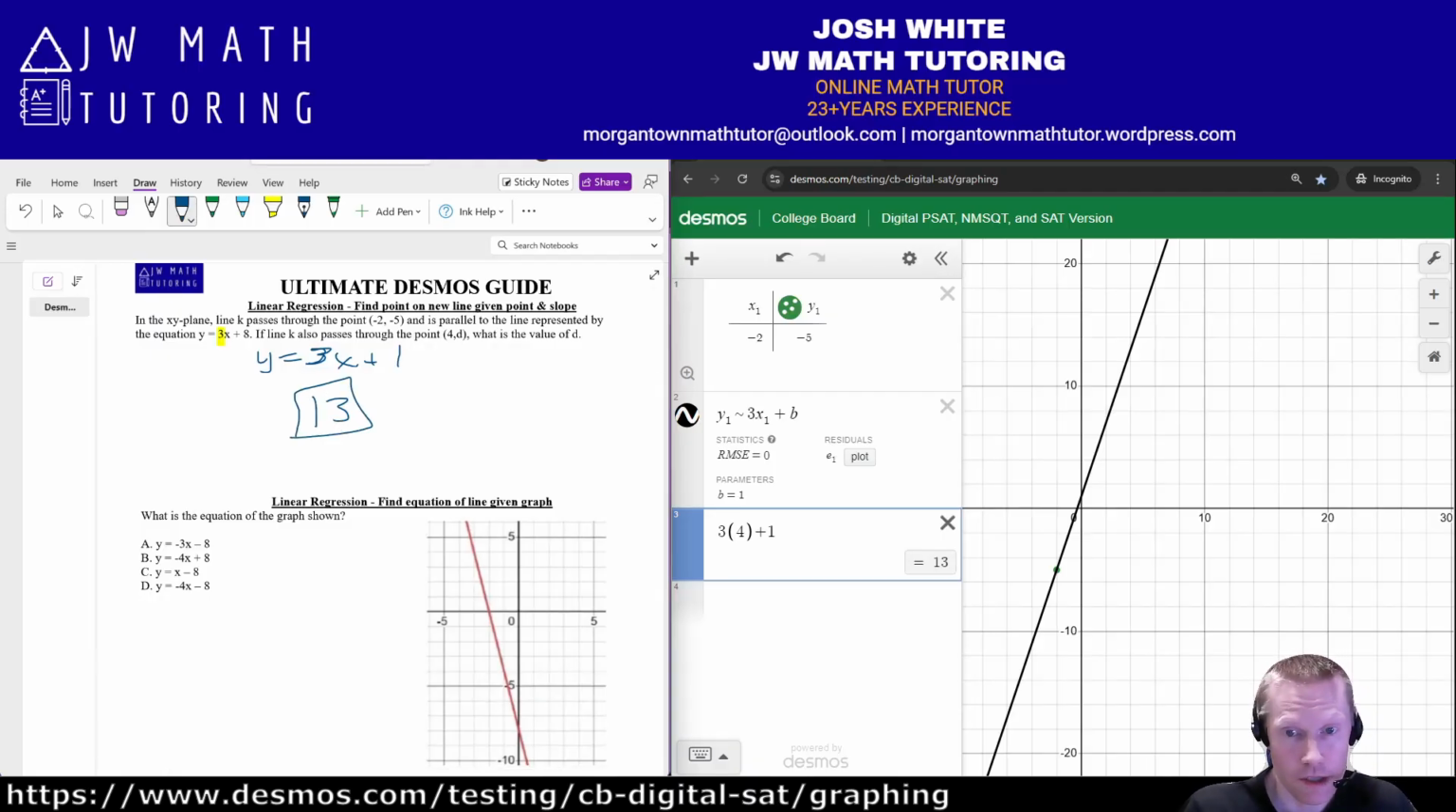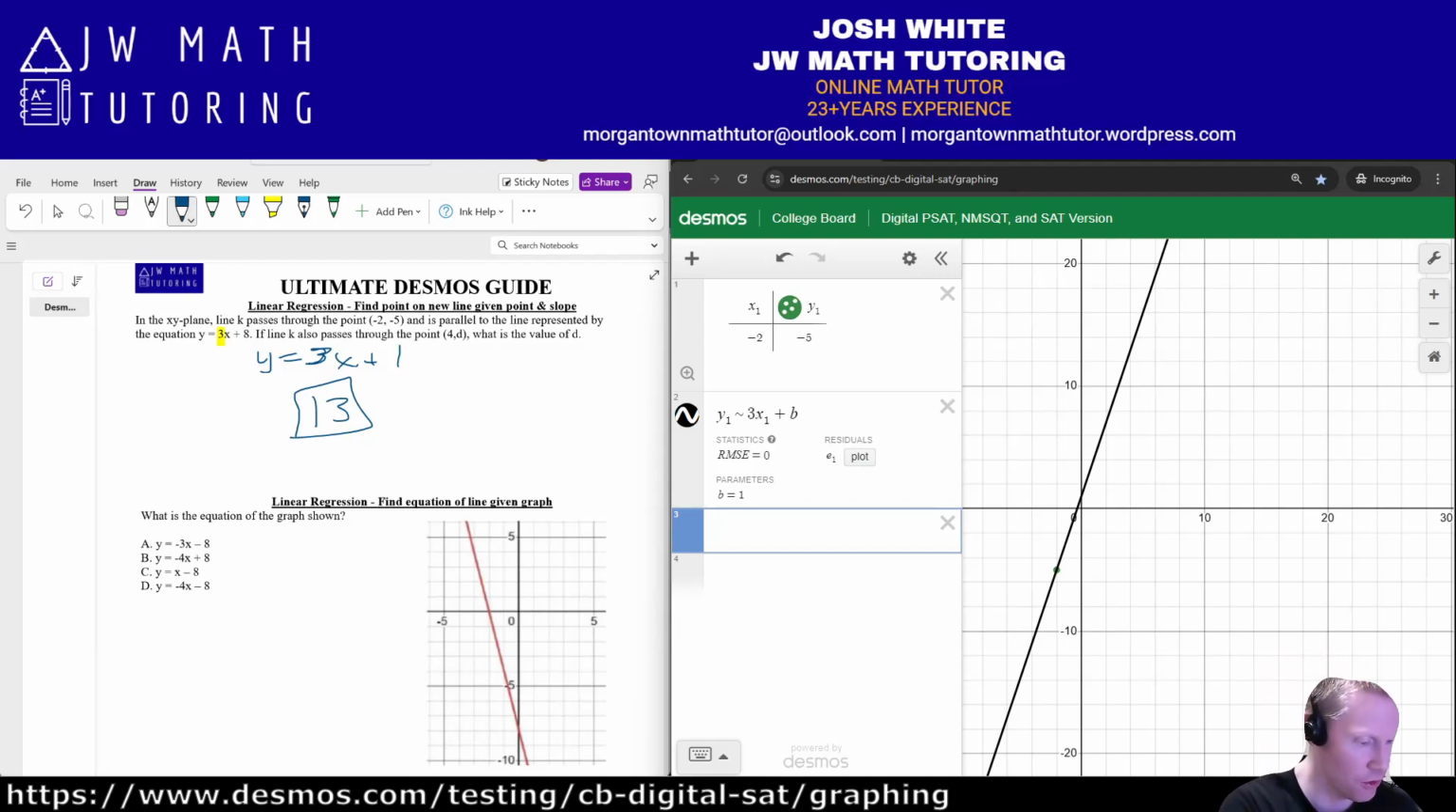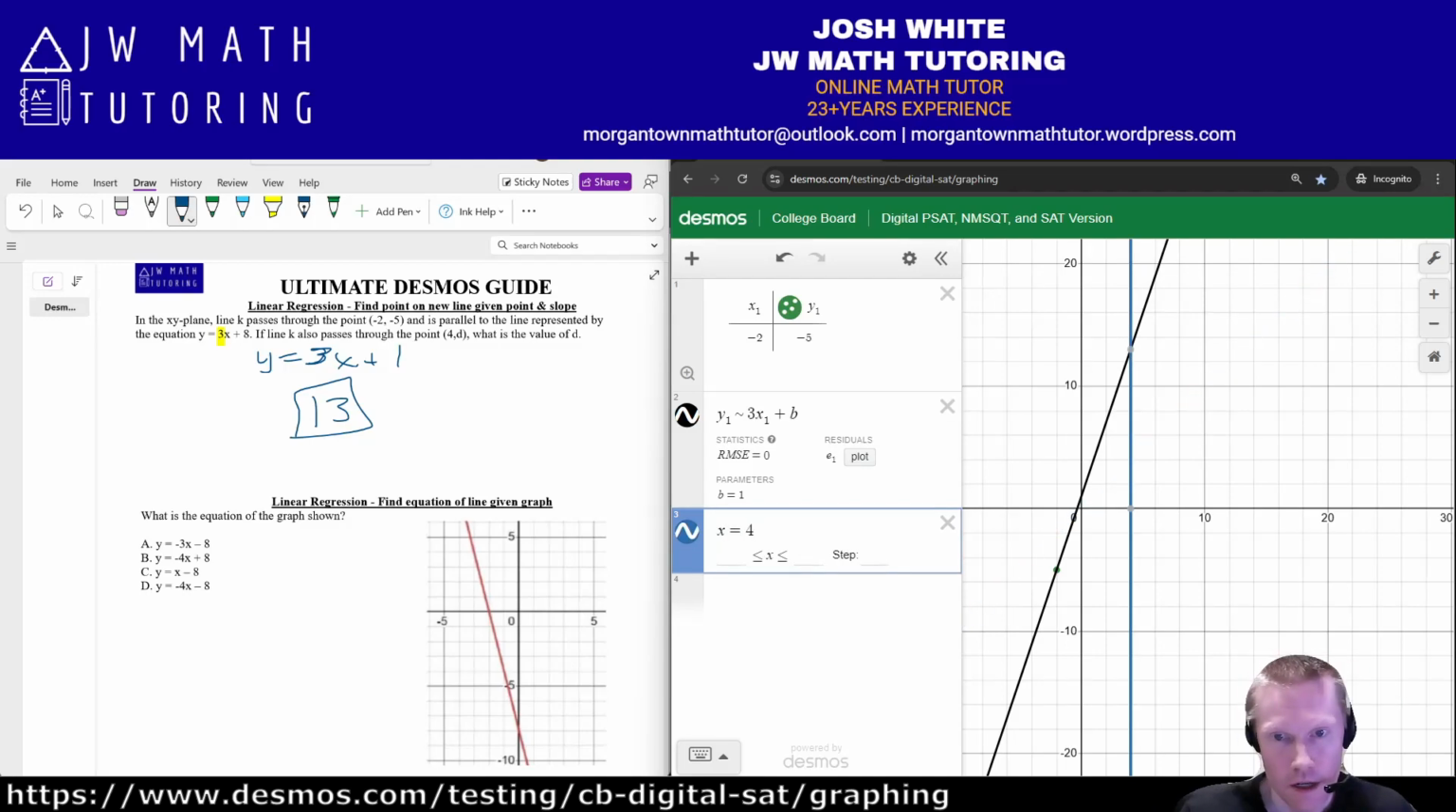Or an alternate way to do this, and this is technically one of the later operations, but I'll still show it now as a preview. If you type x equals 4 here and then look at the intersection point, here we have the point 4 comma d, which is on this line, and we can just see the y coordinate is going to be 13. Okay, so this is just an alternate way that you could get this as well.